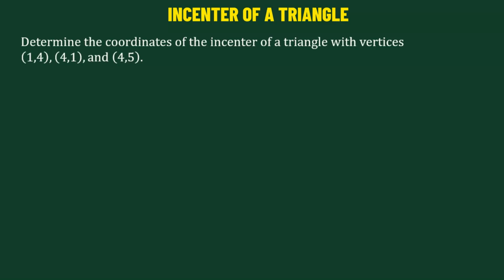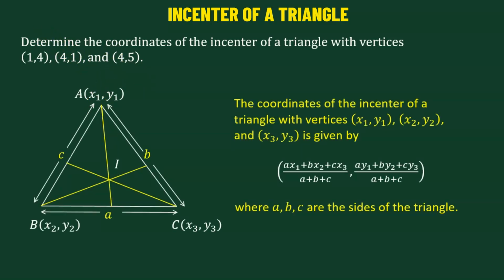So in this problem, we need to determine the coordinates of the incenter of a triangle having vertices (1, 4), (4, 1), and (4, 5). Let's try to understand the problem first. Here we have a triangle ABC, and the coordinates of A, B, and C are given as (x1, y1), (x2, y2), (x3, y3). We have also specified the sides of the triangle by the letters a, b, and c in lowercase. Clearly, a is the side opposite to angle A, b is the side opposite to angle B, and c is the side opposite to angle C.